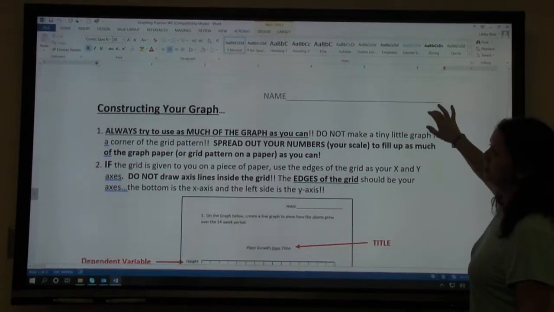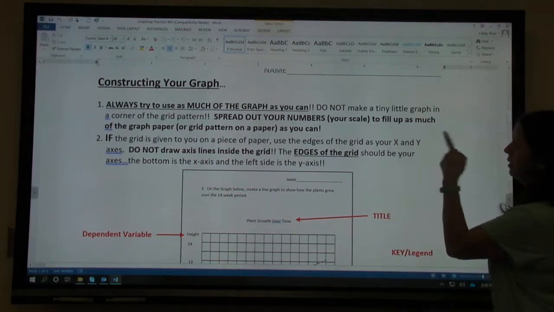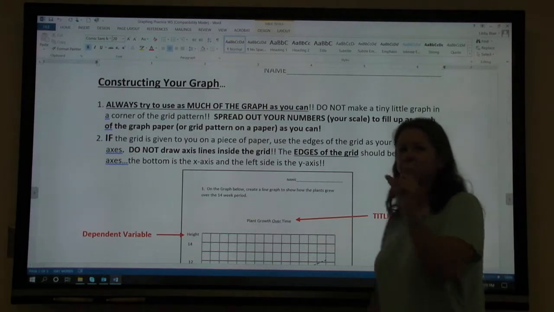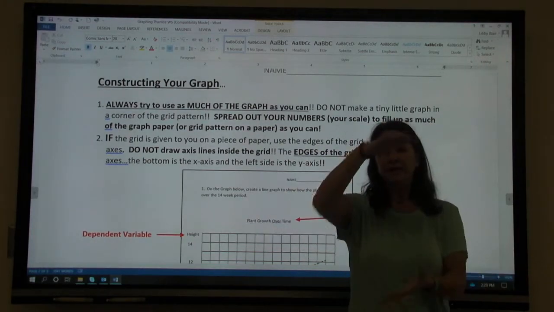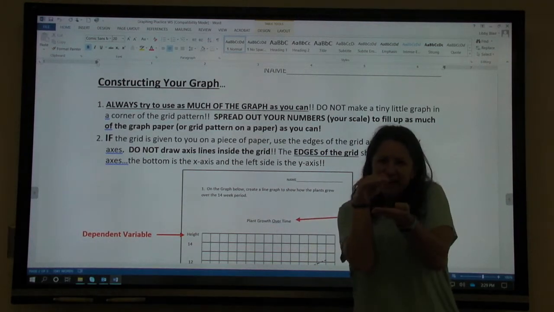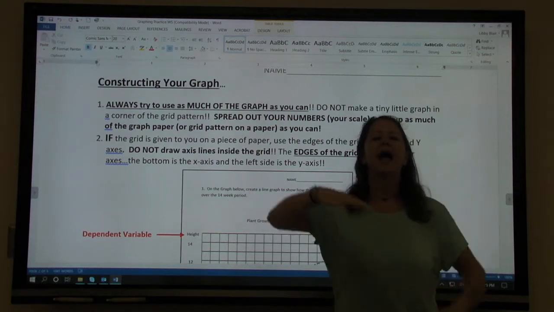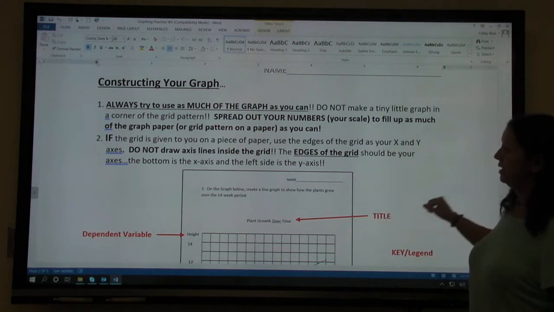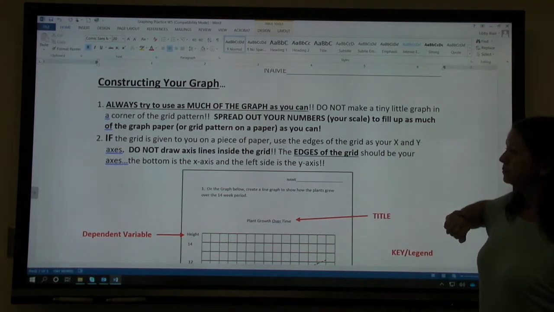All right. A couple of things about constructing your graph. Always use as much of the graph paper as you can. Okay, don't make a tiny little graph. Don't take a big piece of graph paper and put a little bitty graph in it. Spread it out. Make it as big as you can and still get everything written on the edges. So spread them out.